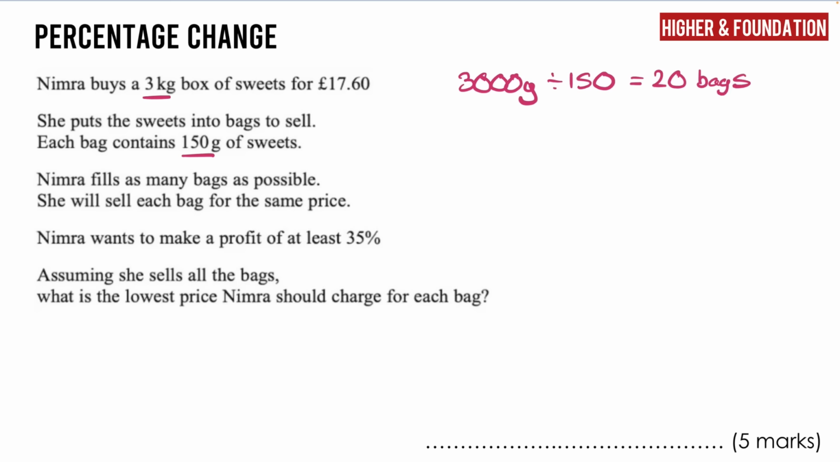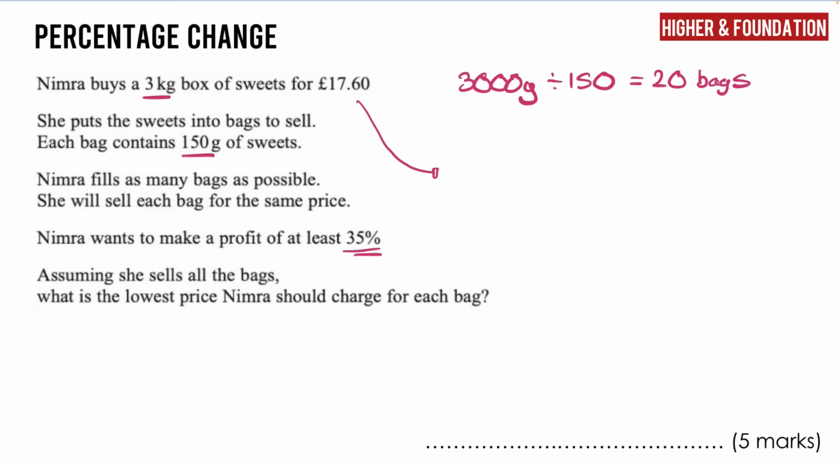It says here she wants to sell each bag for the same price. Great. She wants to make a profit of at least 35%. What's the lowest price she should charge for each bag? Well, we want to work out this 35% profit. We can treat it almost as a multiplier, or we could use a non-calculator method, work out 35% and add it on.